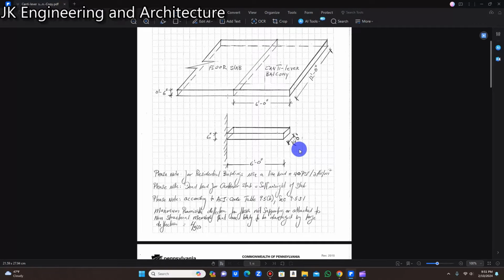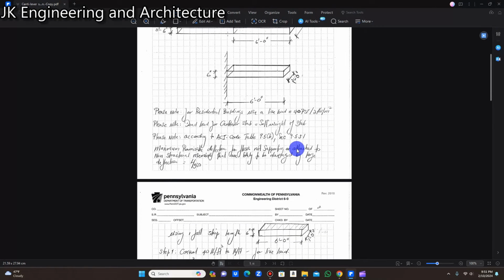There are a couple of notes here that I want to read to you before I get into the calculation. It says, please note, for a residential building, we use a live load of 40 pounds per square foot or 2 kilonewtons per square meter. So the dead load of the cantilever slab is going to equal the self weight of the slab.